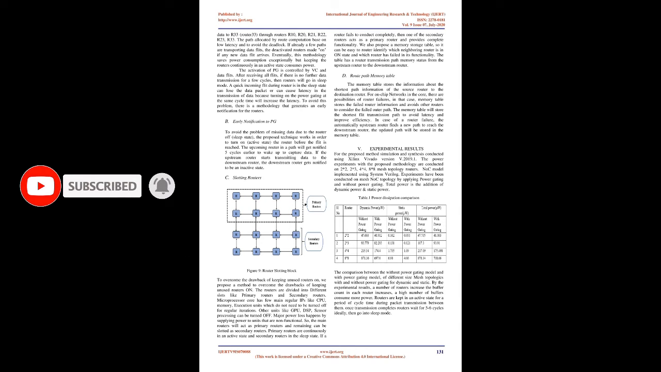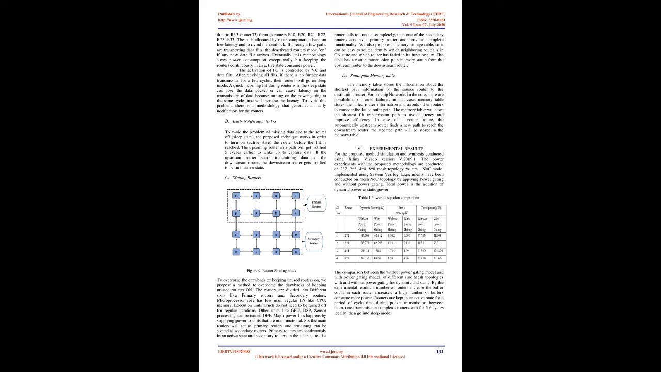All routers can eventually be turned on and off using power gating. As shown in Figure 8, only selected routers are in an active state, where transmission of FLITs from the source, upstream router to the destination, downstream router is processing. The diagram shows R00, router 00, transmitting data to R33, router 33, through routers R10, R20, R21, R22, R23, R33. The path is allocated by route computation based on low latency and to avoid deadlock.